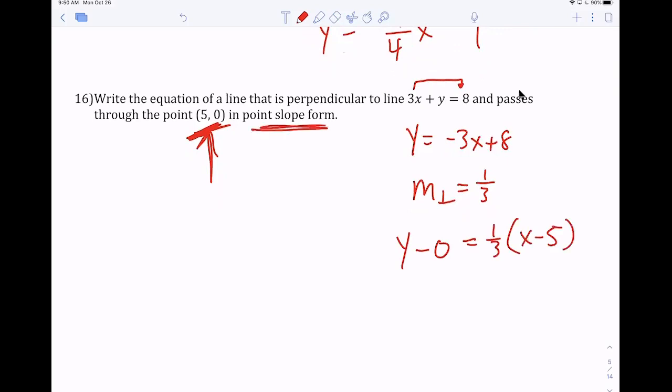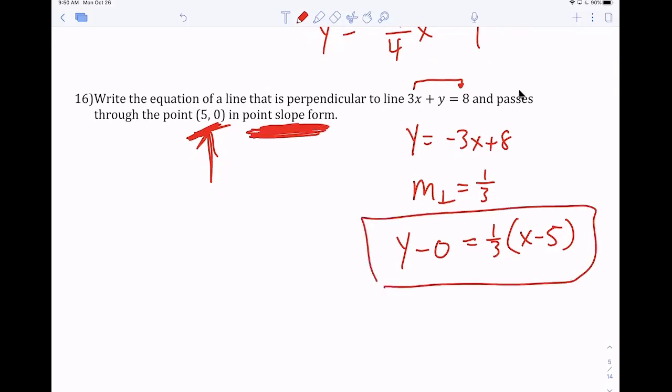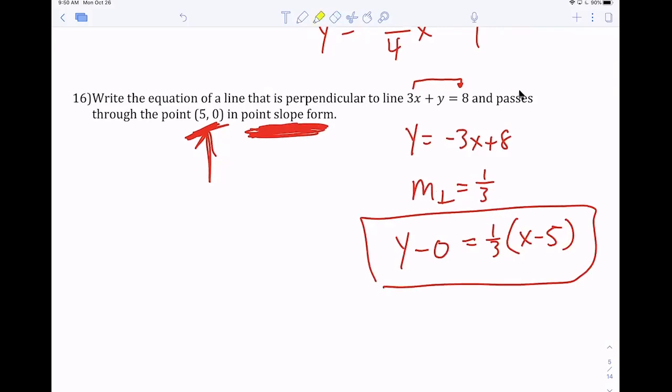Is this point slope? Yes, that is point slope. That is your answer. Do I need minus 0? No, I don't need minus 0, but it's there to show you that it's the y value of the point. This one was harder because you had to solve for y.